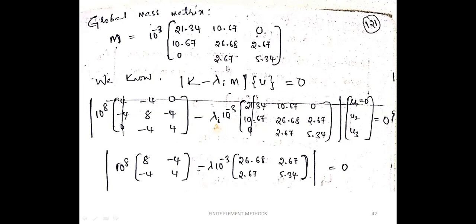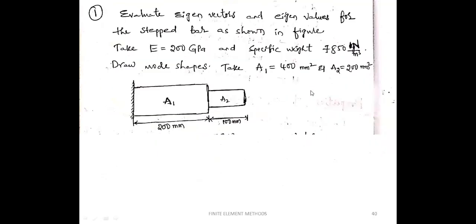Once you have the global mass matrix as well as the global stiffness matrix, now let us apply the governing equation for free vibration undamped problems. This problem belongs to the free vibration category because there is no external force. If you see the problem, clearly there is no force acting on the member, which means this problem is a free vibration problem, and there is no damping, so therefore we can say it is an undamped free vibration problem.